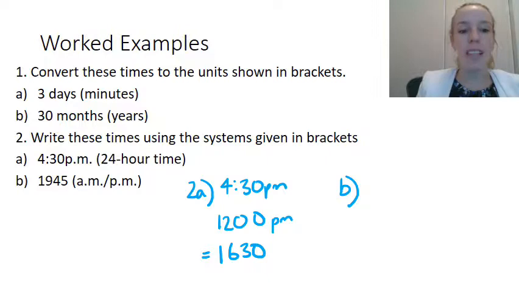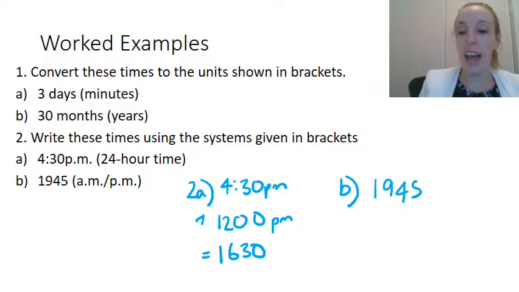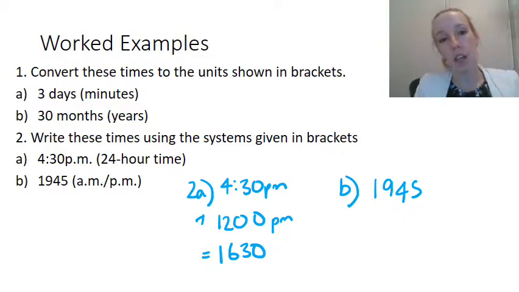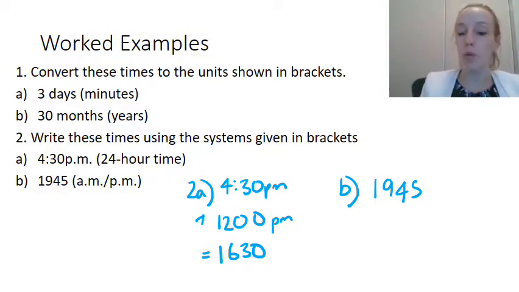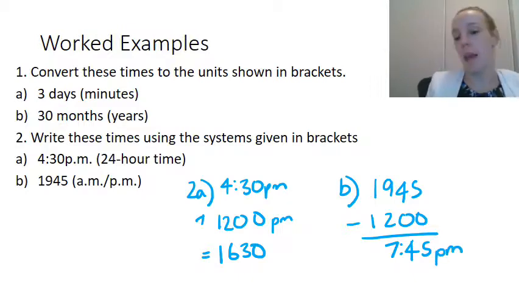For B, we've got 1945 as AM or PM time. So again, what I would do, sorry, this was plus here. So it's 19:45 as AM and PM time. So it's obviously after midday, because midday would be 12:00. So I will take that 12:00 to get my actual answer there. So that's 5, 4 take 2 is 2, 1 take 1 is 0. So it's actually 7:45 PM. And that's how I would convert the times there.